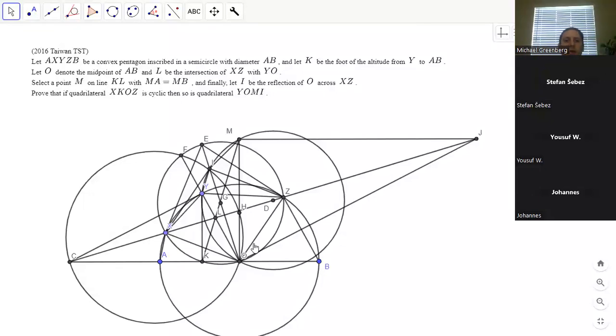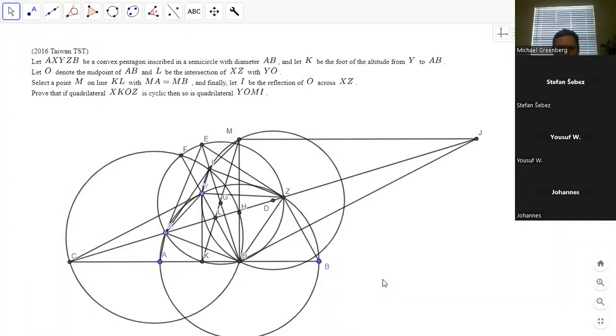But the thing is, we wouldn't know that that center lies on CJ. So we could take the circumcenter of YOM, but then we'd have to prove that it lies on CJ. And if we don't know that, then we don't know necessarily that if you reflect O over it, it would give you a cyclic quadrilateral.